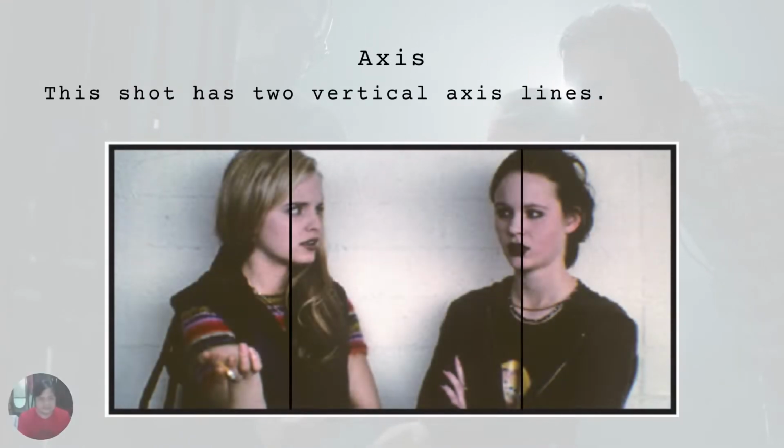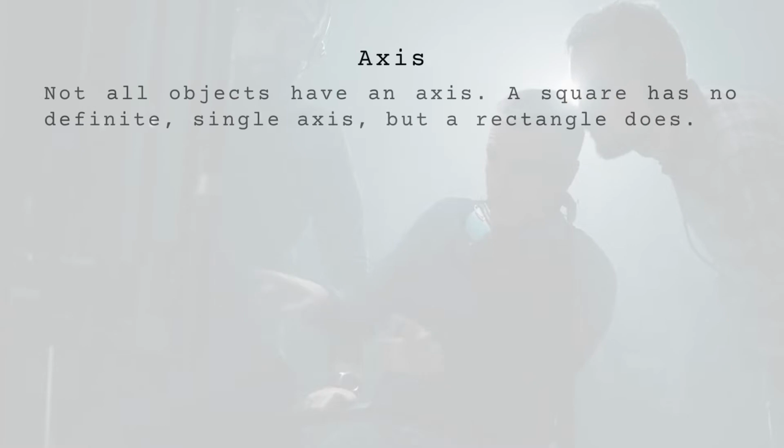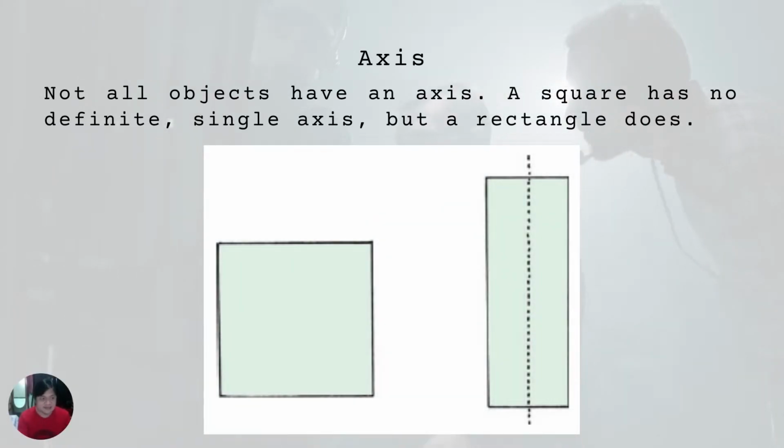Now, this shot has two vertical axis lines. Okay? Because again, it suggests two subjects or two people standing. Now, not all objects have an axis. A square has no definite single axis, but a rectangle does, as you see in front of you.